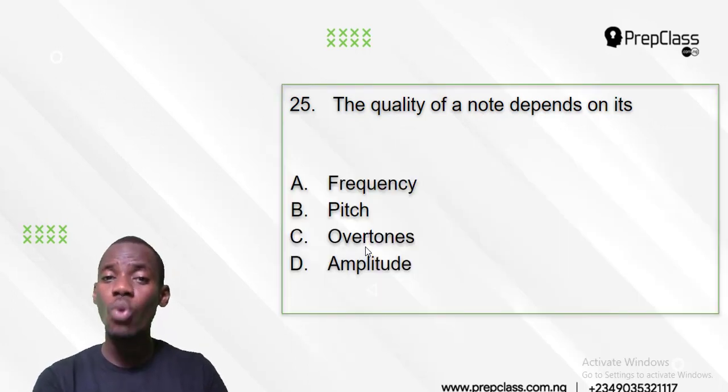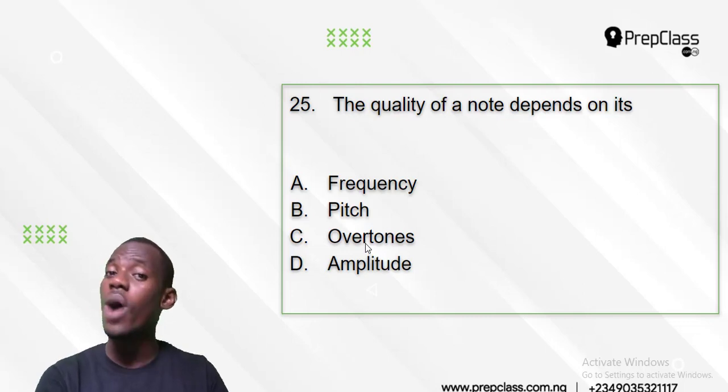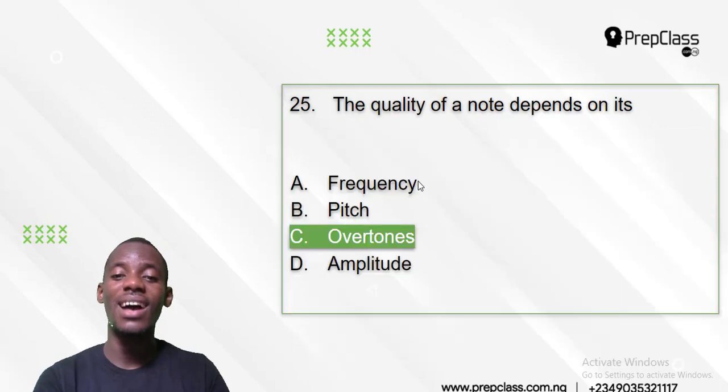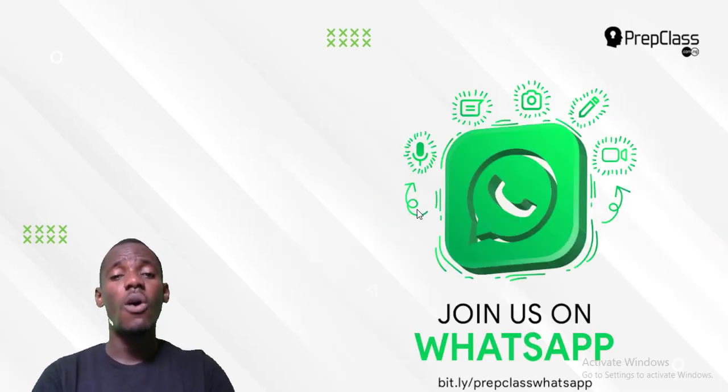The word overtone is also the same word for harmony, and that is the answer for number 25. It is the harmony or the overtone that affects the quality of a note, and that is the answer for this session. And that brings us to the end of this session.